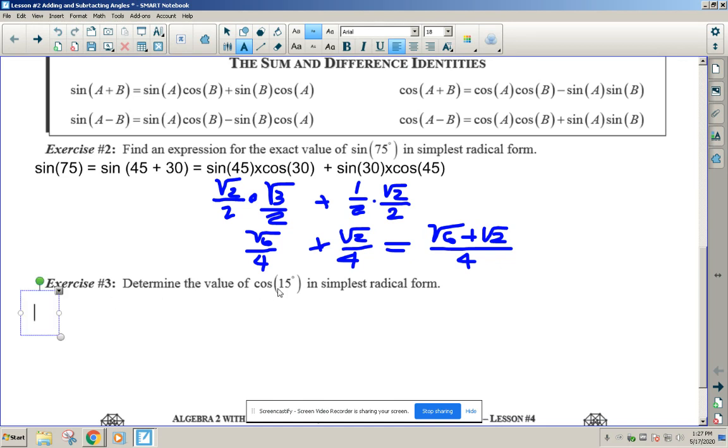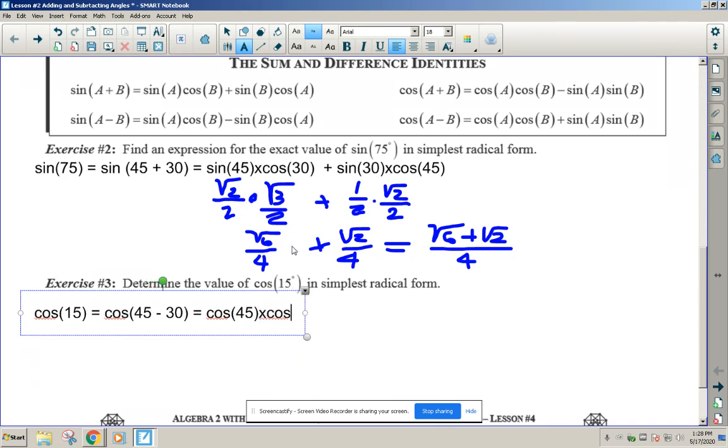Now here I want cosine of 15. Now think about it. 45 and 30 add up to 75, but 45 minus 30 makes 15. And now it's cosine of 15, and we're going to be subtracting. So here's the formula we're going to use. Let's write this out. Cosine of 15 degrees is the same as the cosine of 45 minus 30 degrees. Now, if we follow the formula, this is the cosine of 45 times the cosine of 30.